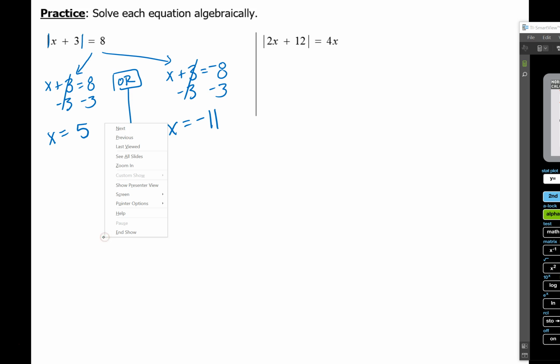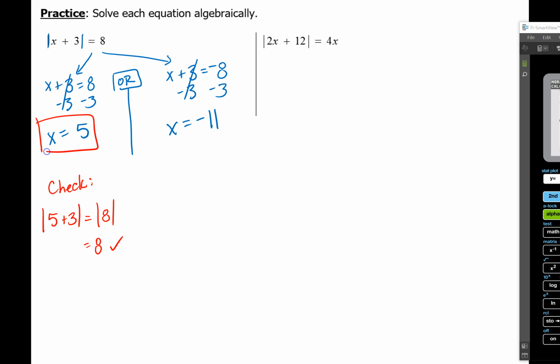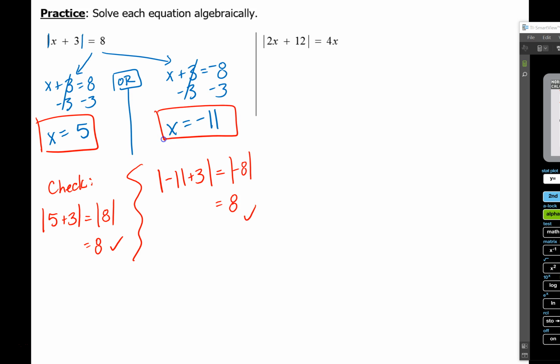So let's check your work now. For the first check, we need to plug in 5. So let's plug into the original problem. 5 plus 3, that absolute value is the absolute value of 8. And the absolute value of 8 is 8. So that checks. That's an answer. Let's do the right-hand one now. The absolute value of -11 plus 3, well, that is equal to -8. And the absolute value of -8 is +8, so that one checks. That's the solution. Our final solution set is -11, 5.